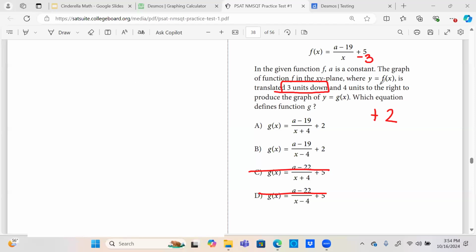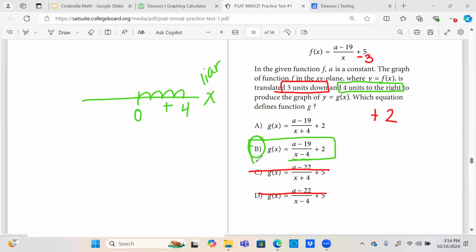And now the 4 units to the right, that's going to mess with the number with the x, and it lies. So if you think of the x-axis, think here at 0. We're going 4 to the right. You think you would do +4, but x is a liar. So we're actually going to do -4, which makes it choice B. With the x, we need a -4. That is just something you got to know. I don't think there's an easier way to go about that.